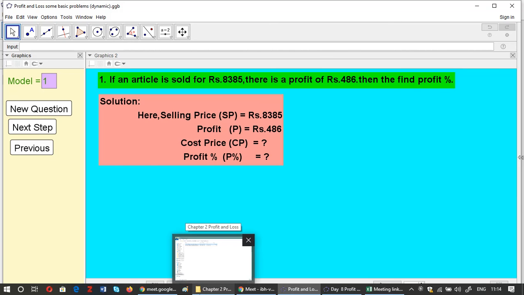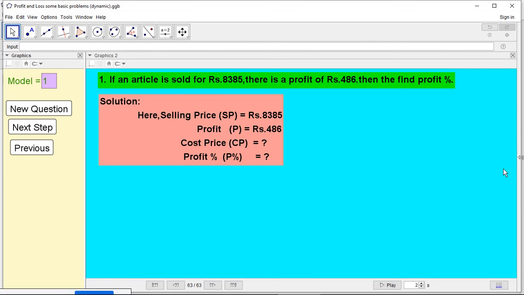In this question, what is the profit percent? This is like a math video game, dear students. Please write the answer. If an article is sold for 8385, profit is this, what is the profit percent? Please first calculate and post the answer in your chat box. I'm waiting for your response and I'll show the solution. Quick response.